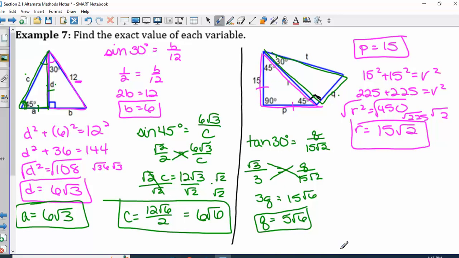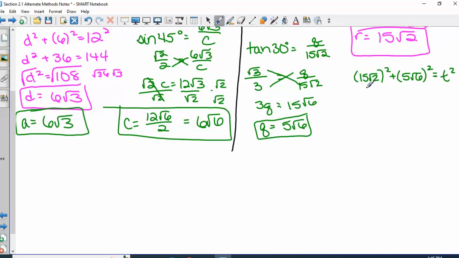Okay, we could do Pythagorean theorem. Let's try that. So it would be R squared plus Q squared equals T squared. R is 15 radical 2 squared. Q is 5 radical 6 squared equals T squared. I want to make sure you guys know how to square when you have something like 15 radical 2. You have to square the 15. So 15 times 15 is 225, you have to square the square root of 2, and then you multiply those together. So that's 450.